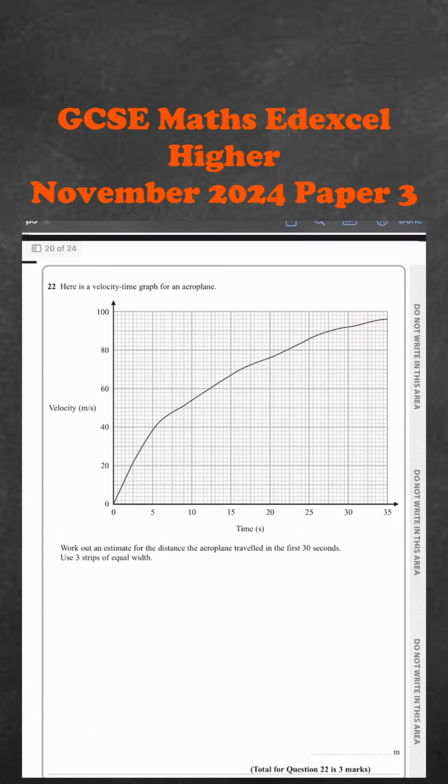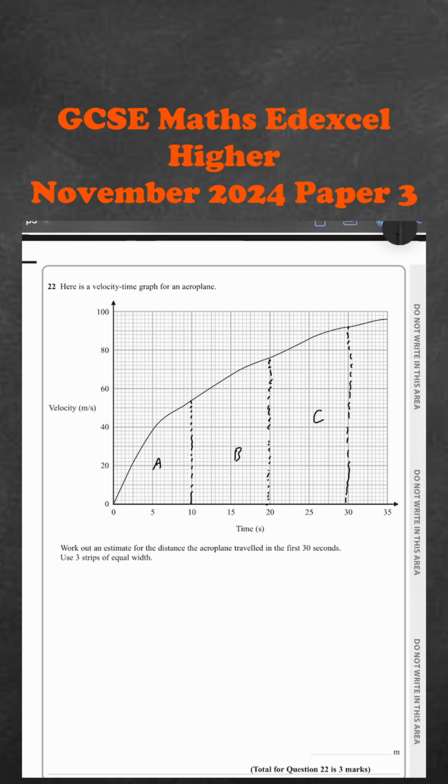Question 22. Here is a velocity time graph for an aeroplane. Work out the estimate for the distance the aeroplane travelled in the first 30 seconds. Use 3 strips of equal width. Equal width will be 10 seconds per strip. So I'm just going to draw these in straight away. And we need to find an estimate for the area under the curve. So we will call this A, B, and I better draw the third one in just to be extra safe, C.